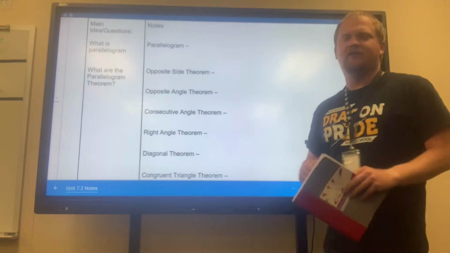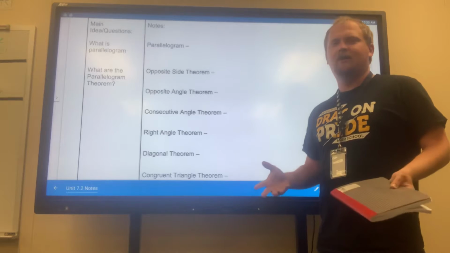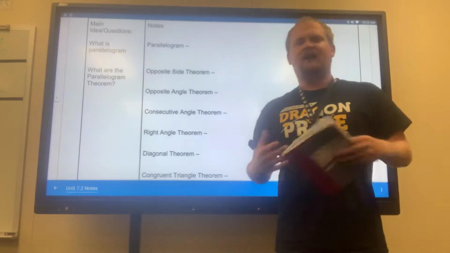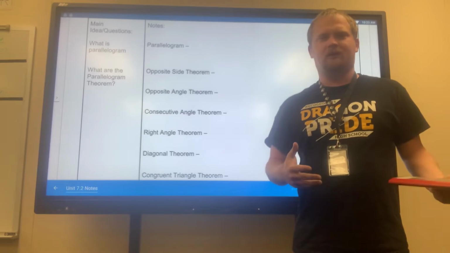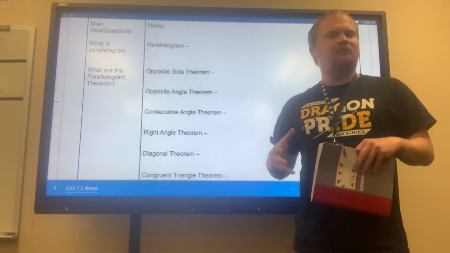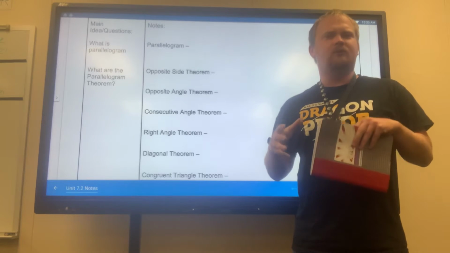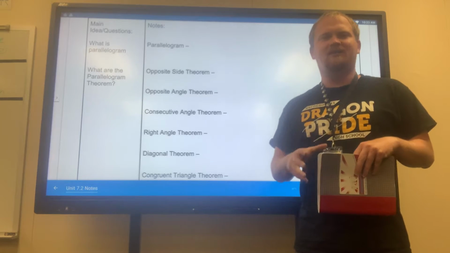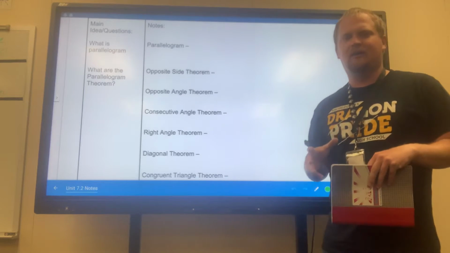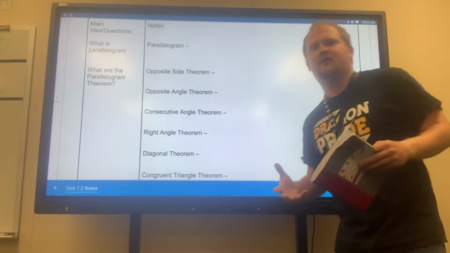Hello, Coach Holmes here, and today we're going to be talking about parallelograms and some of the different properties for it. Now, in the last unit, we actually talked about polygons and the number of angles it has. While this particular unit is basically focused on quadrilaterals, in this set of notes we're going to be talking about parallelograms and the different properties that it has.